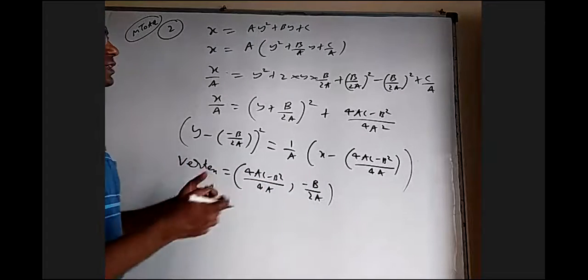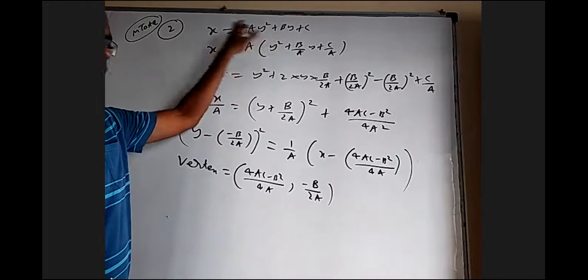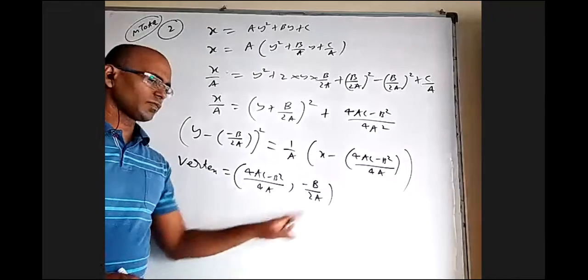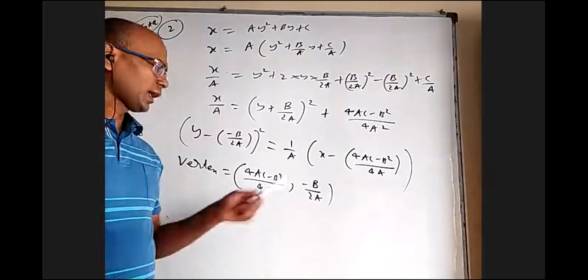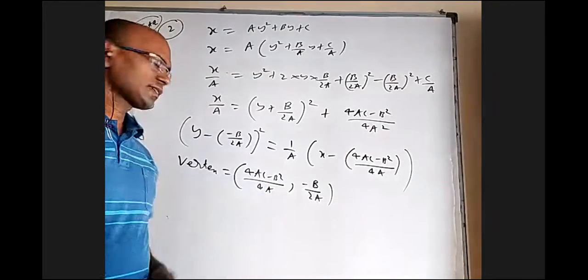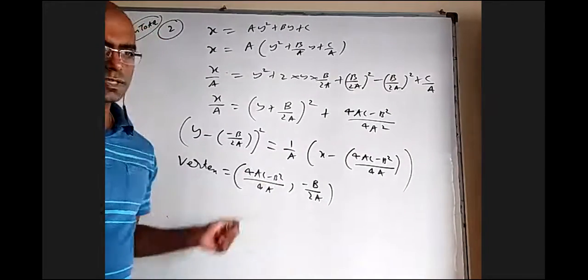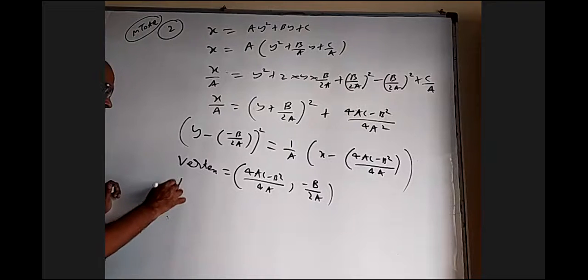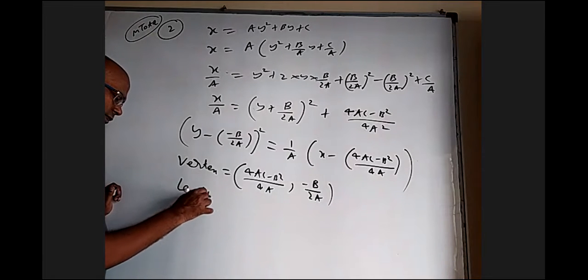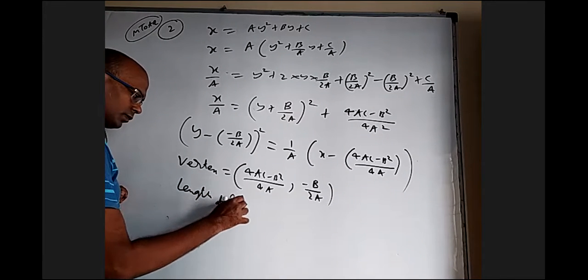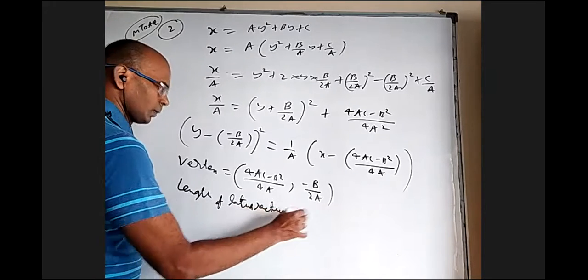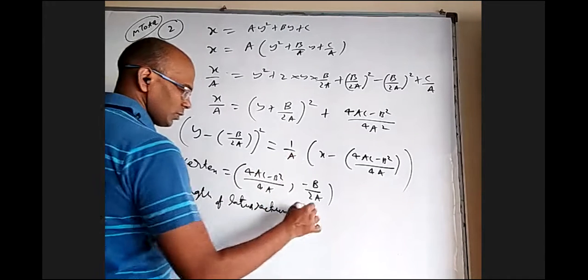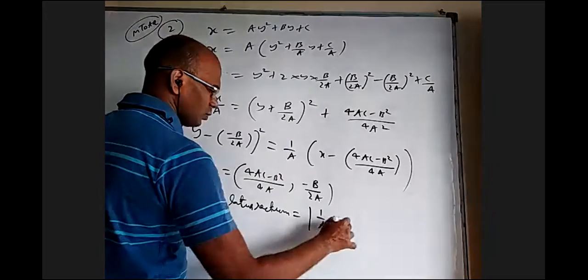In fact, if it is reverse, wherever y is there, you write x, wherever x is there, you write y. This will come reverse, and you know that for a quadratic expression, maximum and minimum will happen at minus b by 2a, and the corresponding extreme value is 4ac minus b square by 4a. Same. Length of latus rectum is 1 by a, with a mod, of course, 1 by mod a.